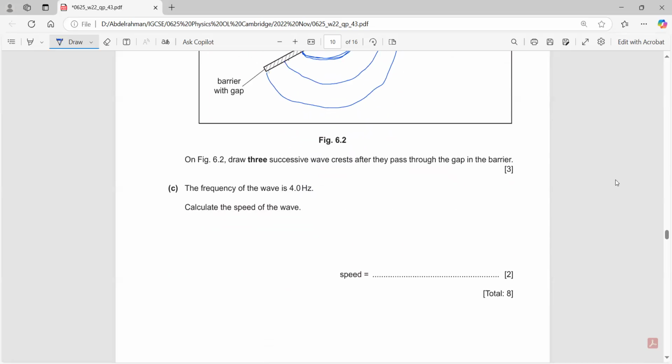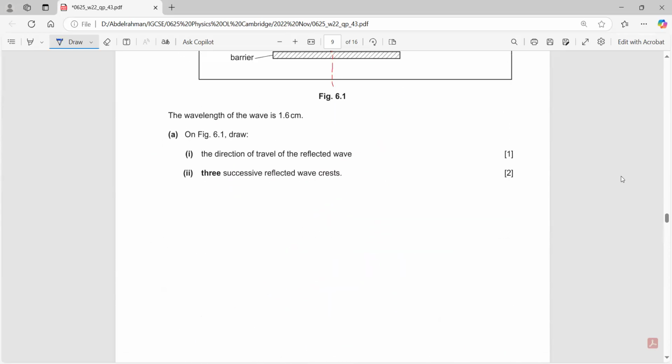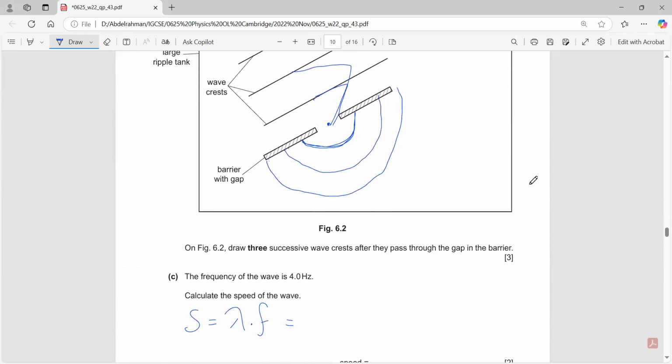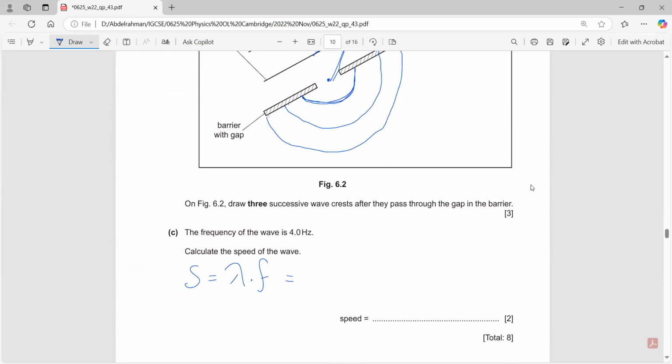The frequency of the wave is 4 hertz. Calculate the speed of the wave. No problem with that. Speed equals wavelength times frequency. The wavelength is 1.6 centimeters, which we need to convert to meters. Again, SI units. 1.6 centimeters is 0.016 meters. So 0.016 times 4 hertz.